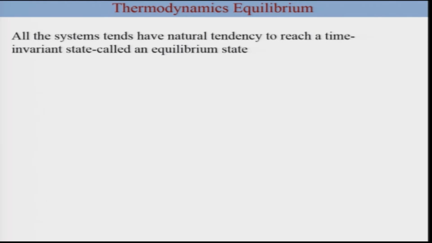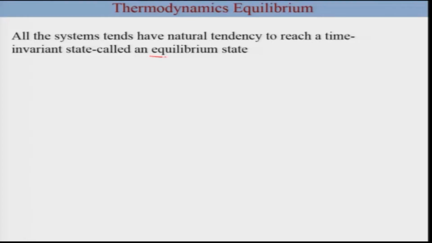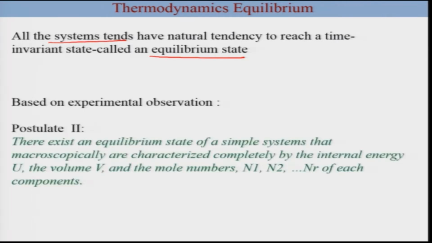Now, another important thing is, irrespective of the nature of our systems, it may take enormous time or slow time, or some processes may be very fast, but all the systems have a natural tendency to reach a time invariant state called the equilibrium state. So, all the systems tend towards the equilibrium state. Now, this is the observation we have.